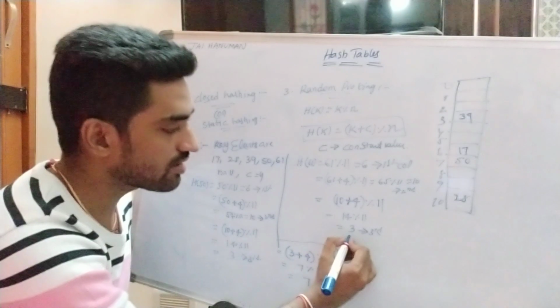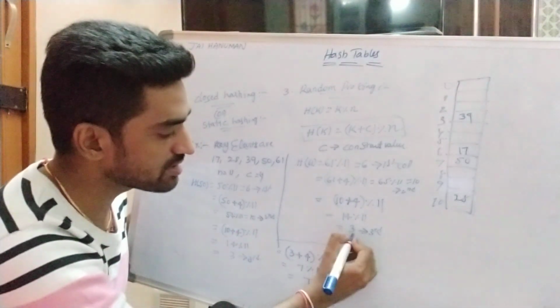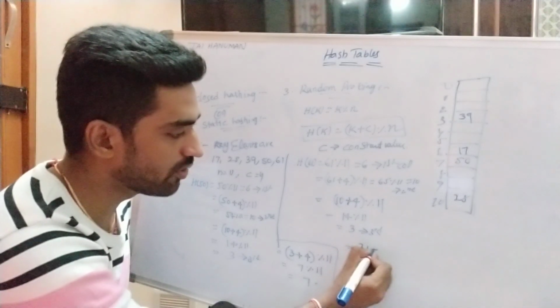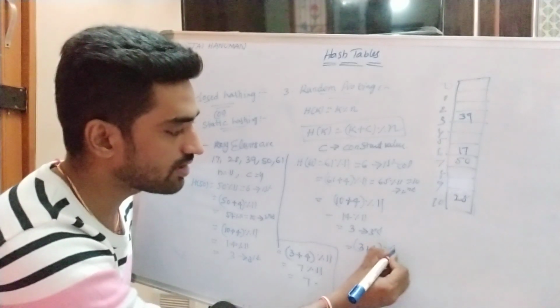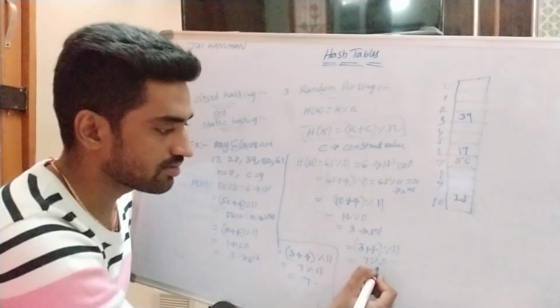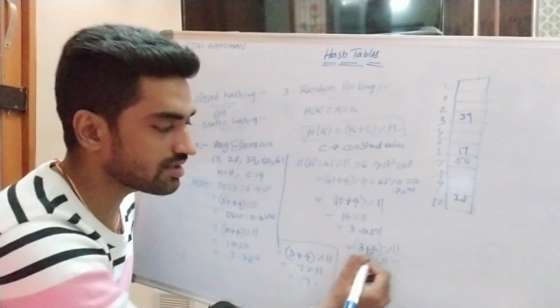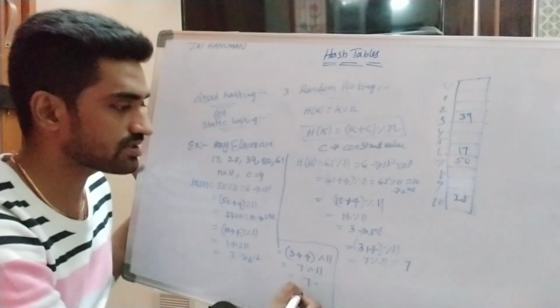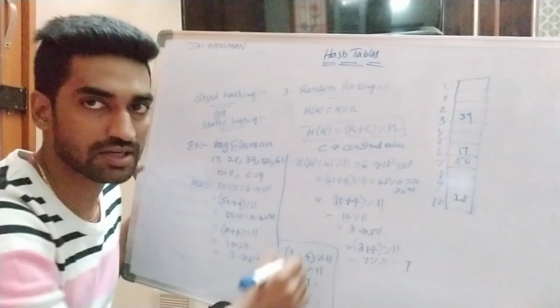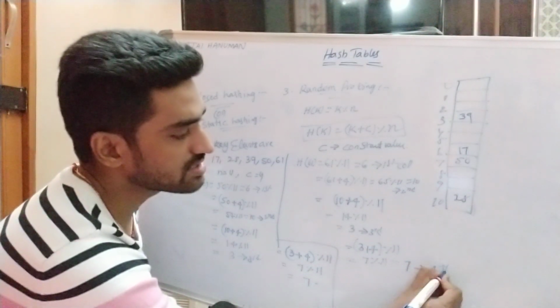Right? Again we are applying random probing. What is the output for this operation? 3 plus 4 modulo division of 11, which is equivalent to 7 modulo division of 11. So this is the lesser value. So that's why this can be written as the result 7. So 7 is not a vacant position. 7 is occupied by 50. So that's why the fourth collision occurred.